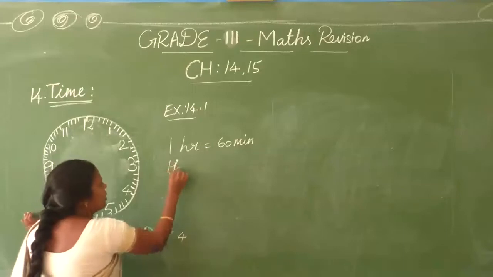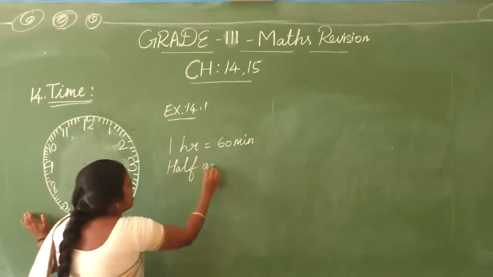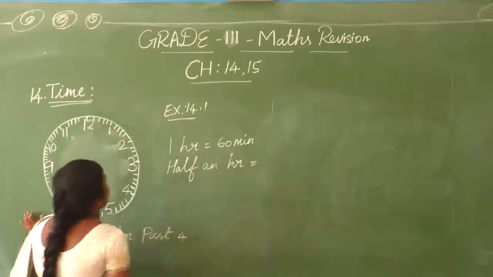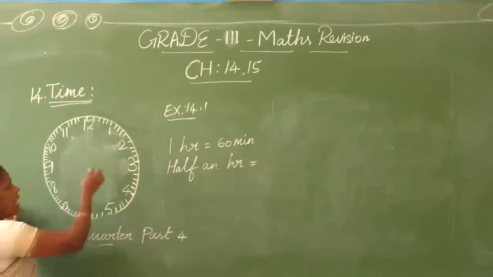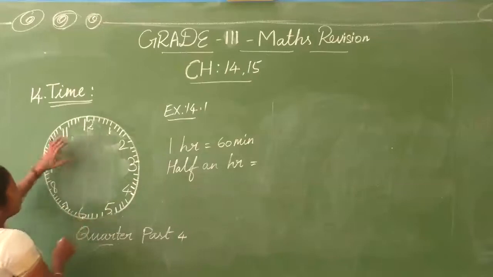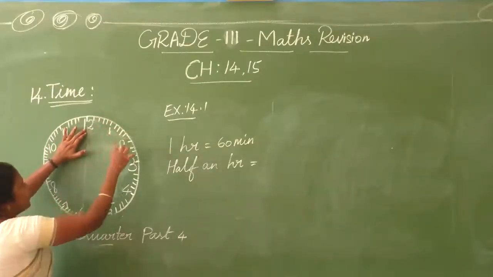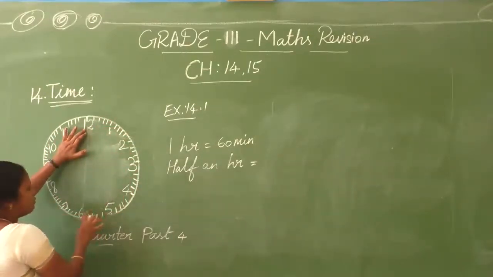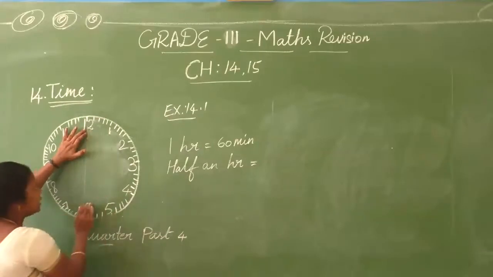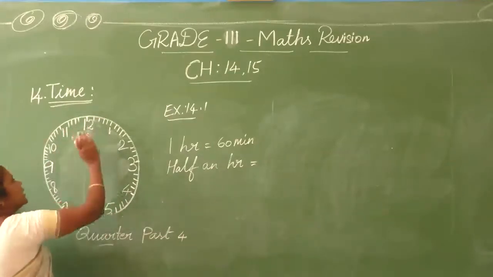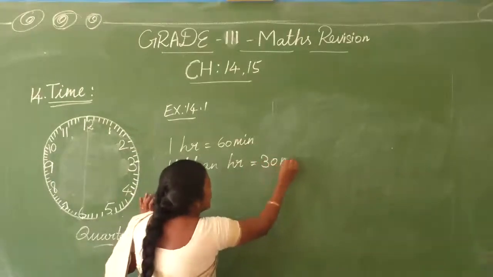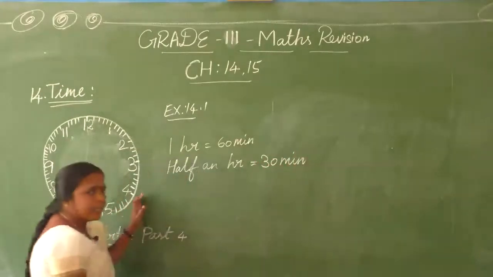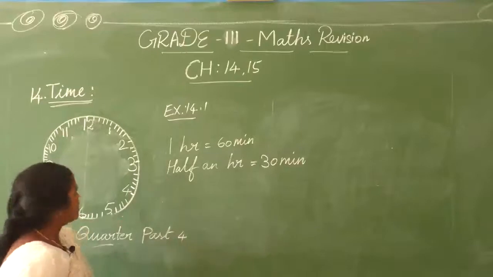Half an hour. In this, a full round is 60. Half an hour means how many? 5, 10, 15, 20, 25, 30 only, no? So this side 30, this side 30. So half an hour means you can tell 30 minutes. Half an hour means you can tell as 30 minutes. What about this?